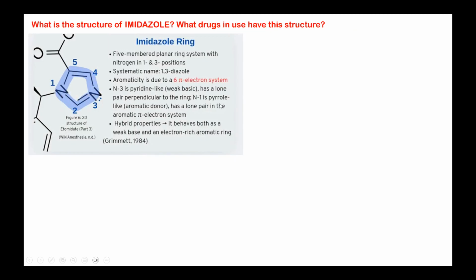And we have so many drugs which have an imidazole ring. Can you tell me any one of those drugs? Both anesthetic and non-anesthetic drugs have an imidazole ring. Midazolam. Okay. Then the induction agent etomidate. Etomidate is an imidazole compound.